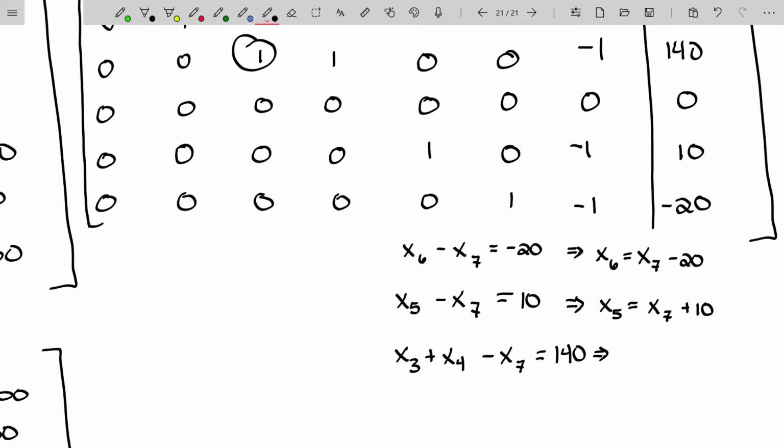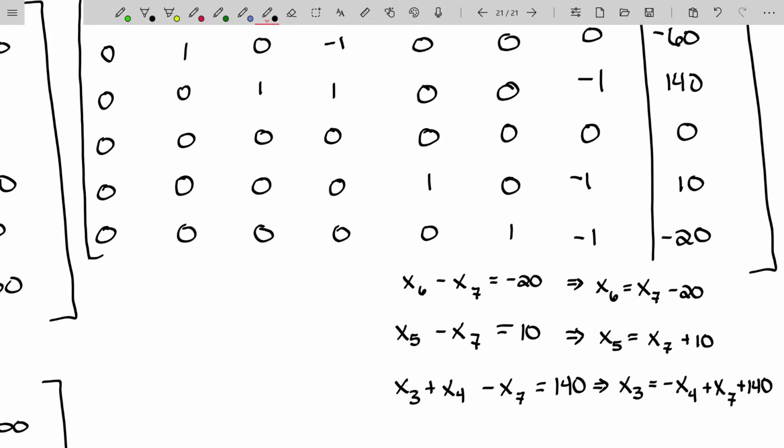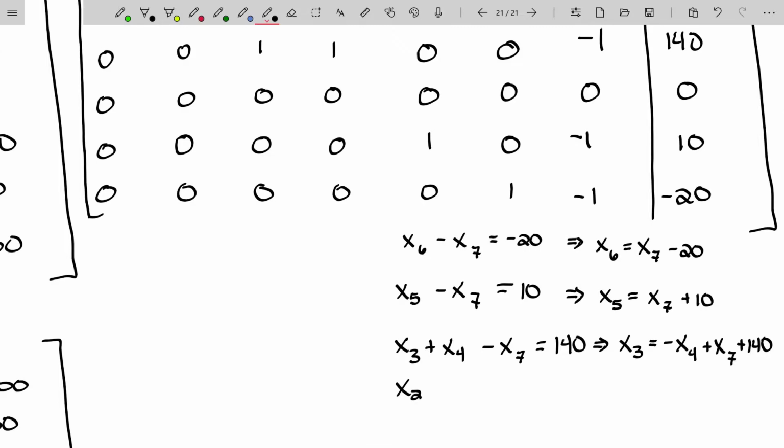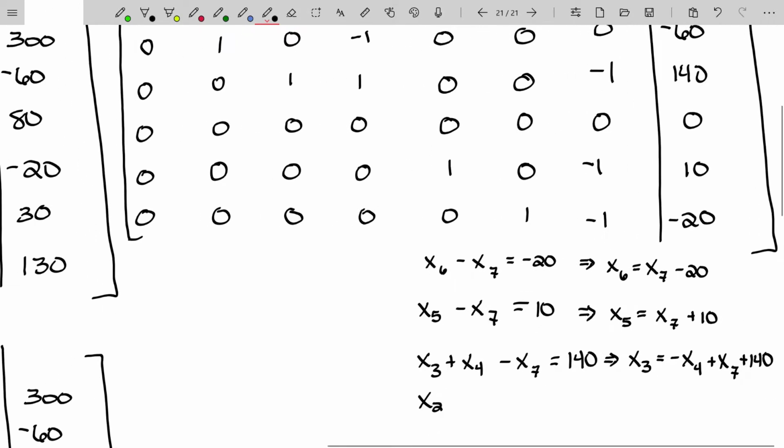So we're going to go ahead and solve for x sub 3. And you might say, wait a second, where's x sub 4? X sub 4 is also an unknown parameter. Okay, so we'll get to that in a moment. Go to the next row. That's x sub 2 right there. So we have 1x sub 2, minus x sub 4 is equal to negative 60. Or in other words, x sub 2 is equal to x sub 4 minus 60.